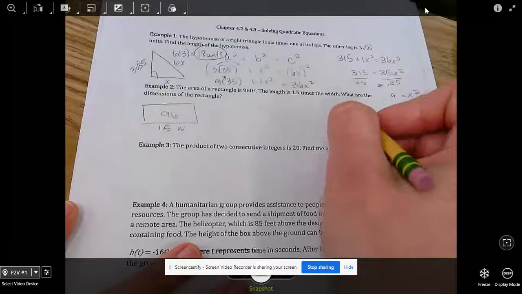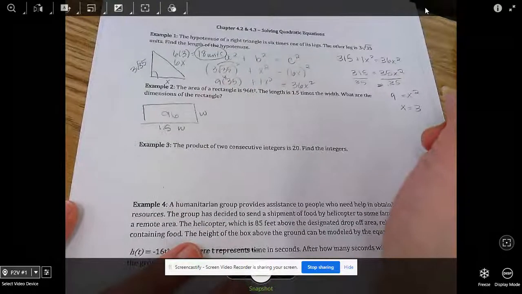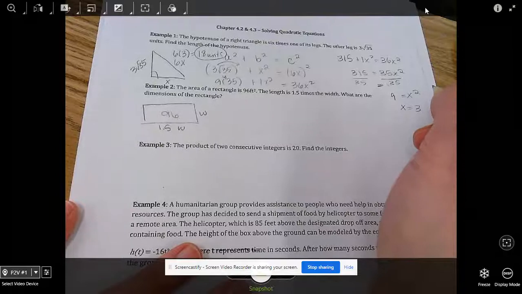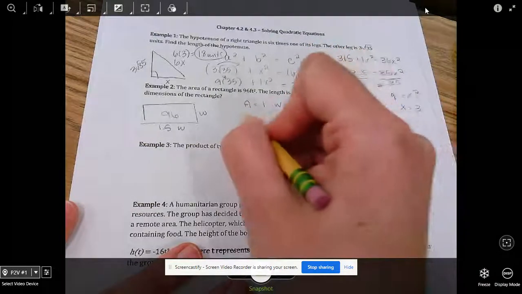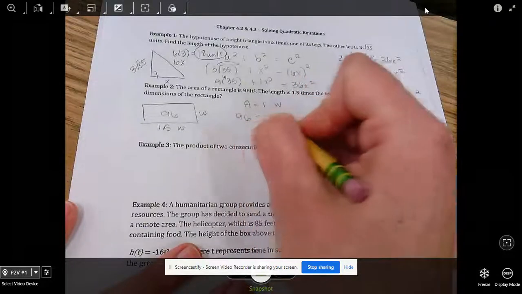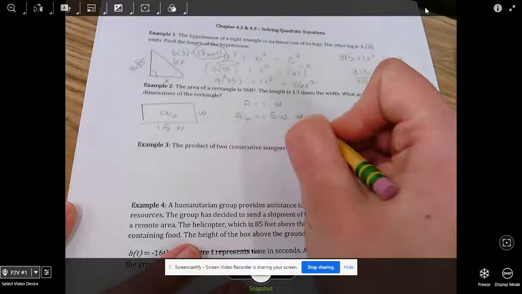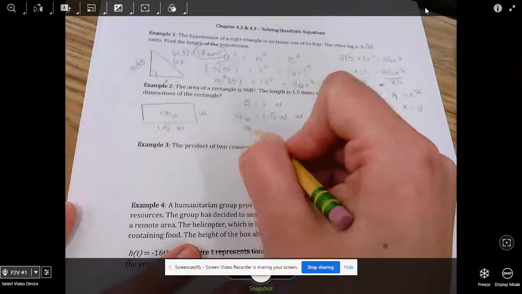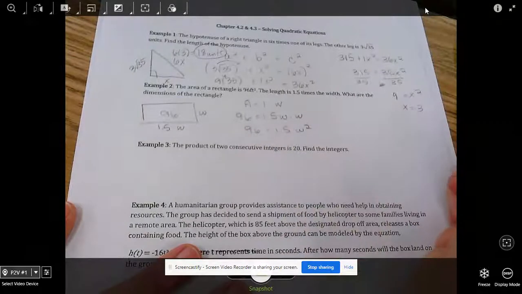Oh, they don't tell us. So width we'll just call W. What are the dimensions of the rectangle? Let's talk about area here, and area is length times width. I know area is 96, and I know length is 1.5 W, and I know width is W. So when I simplify, this is what I get.